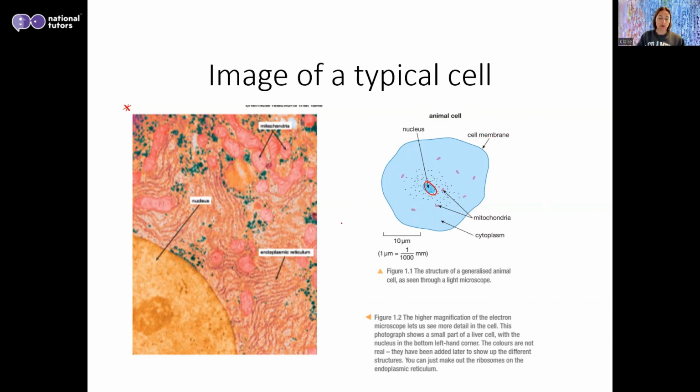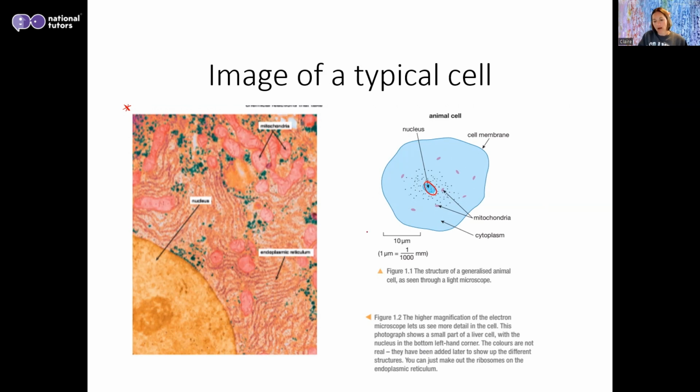These are typical images that you could be shown in an exam question. So you have to be familiar with what they look like, and then additionally, what they do, and why that cell has them. It's like building up a picture of how everything works together.